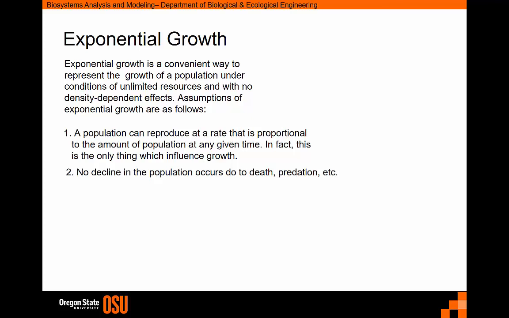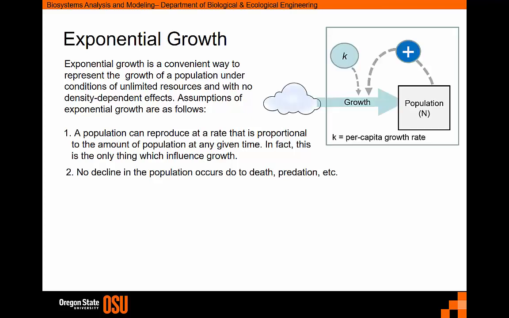The conceptual model is simple. A population can reproduce at a rate that is proportional to the population size at any given time. The proportionality constant is the per capita growth rate. Further, it assumes that no other processes contribute to or remove from the population.